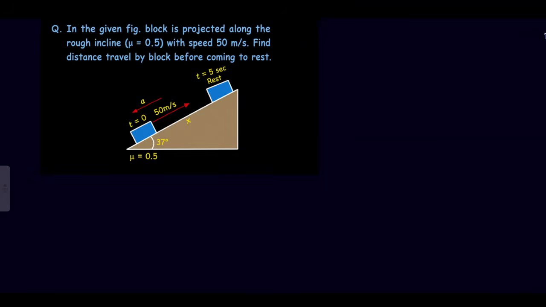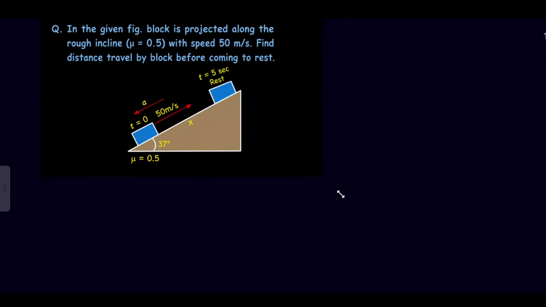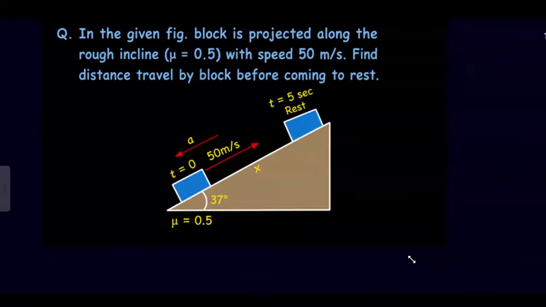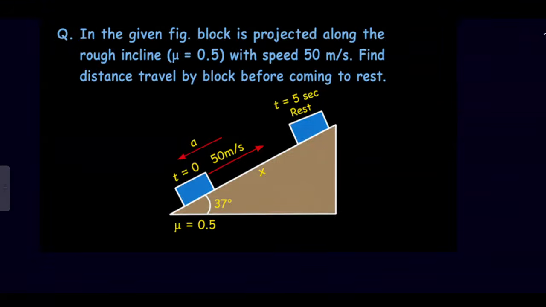Take this problem. See the problem, read the problem. What are they given? Given the figure, a block is projected along the rough inclined plane, mu value given, with a speed of 50 meters per second. Find the distance traveled by the block before coming to rest.